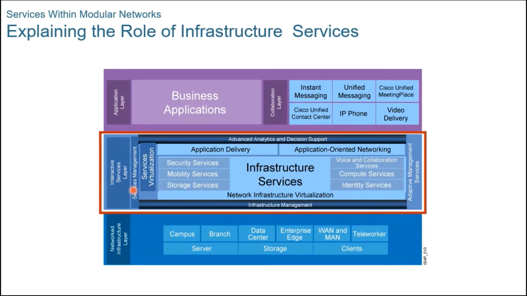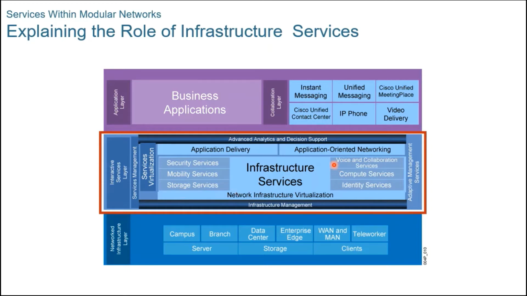So these are security services. It ensures that all aspects of the network are secure, from devices connecting to the network to secured transport to data theft prevention. You also have mobility services. It allows users to access network resources regardless of their physical location. You also have these storage services, which provide distributed and virtual storage across the infrastructure.